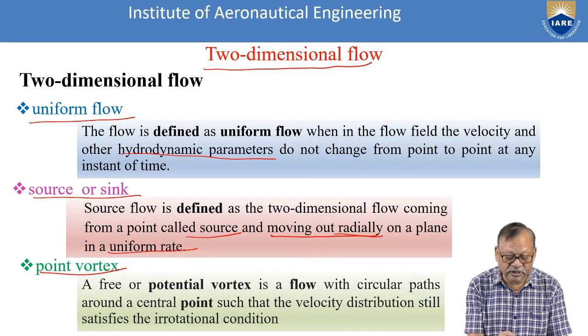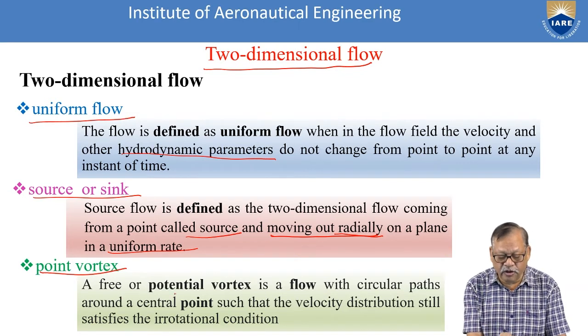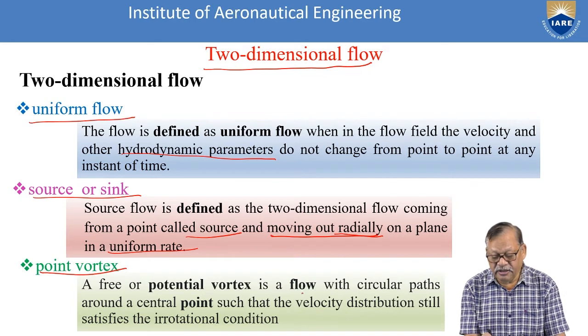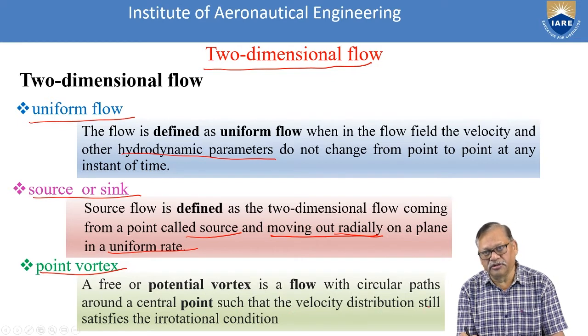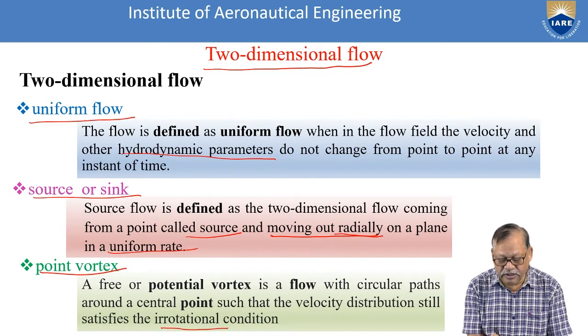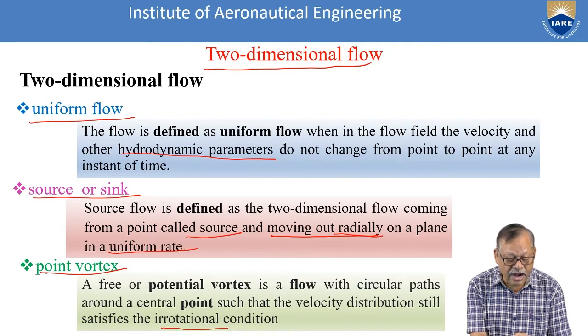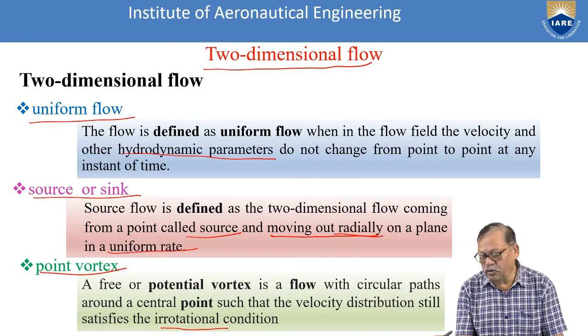And the point vortex. In a vortex, the vorticity will be there at the same point. So we say that a free or potential vortex is the flow with a circular path around the central point such that the velocity distribution still satisfies the irrotational condition. Because of the irrotational condition, and there being no viscosity, we say that it is also a potential flow, and so we are considering the point vortex also.